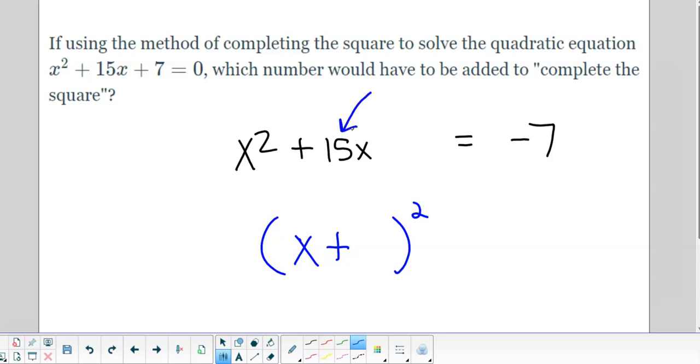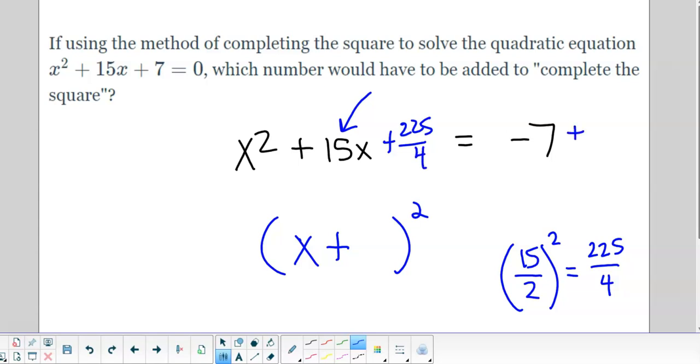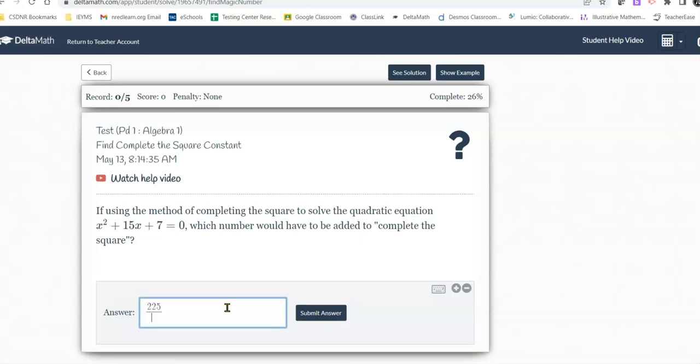And for us, it's odd, which is a hard one, but we have to take half of this number and square it. So we want half of 15. So I'm just going to write 15 over 2, and I'm going to square it. And so typically we want you to keep it in fraction form. We really don't want it in decimal form. So when I square this, I'm going to get 15 squared over 2 squared, and that's what I'm going to add to both sides. 225 over 4.